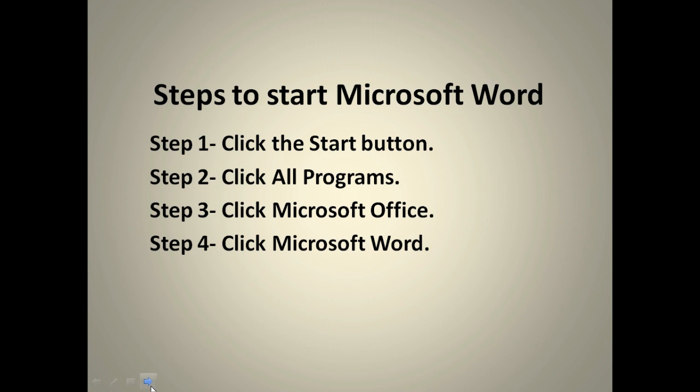Children, the steps to start Microsoft Word: first of all, that is step 1, click the Start button, then click All Programs, then click Microsoft Office, then click Microsoft Office Word. It may be 2007, 2010, based on the installed version on your computer. So children, now I will show you graphically how we click on the Start button, then All Programs, then Microsoft Office, then Microsoft Word. See this.